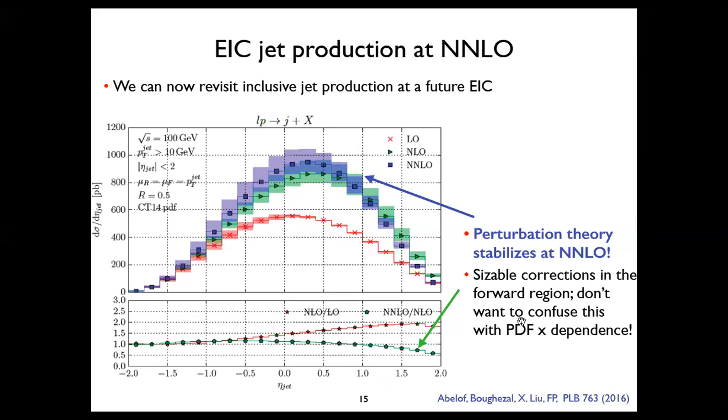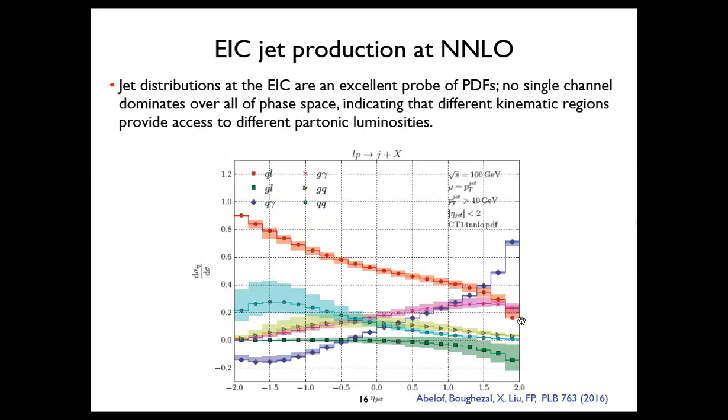Okay, so now let me take this plot right here and let me show you what motivated us to extend this calculation to the polarized case. And that's the following plot, which takes what you just saw and splits it up into the various partonic channels. So these partonic channels are labeled in the plot. I won't go through the labels, but the major thing I want to emphasize is the following. There is not a single partonic channel that dominates over all of the available phase space. At negative values of eta jet, you can see dominance of the quark-lepton scattering channel, which is red. But you can see for positive values of eta jet, all the partonic channels contribute.